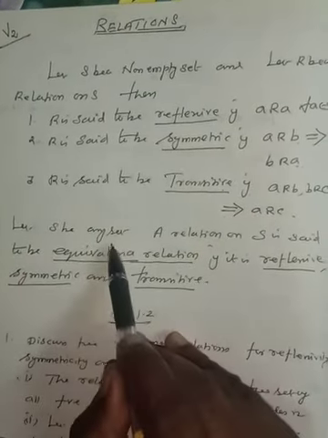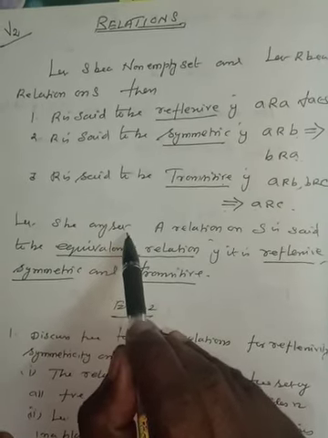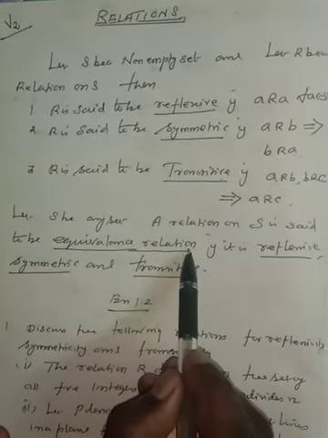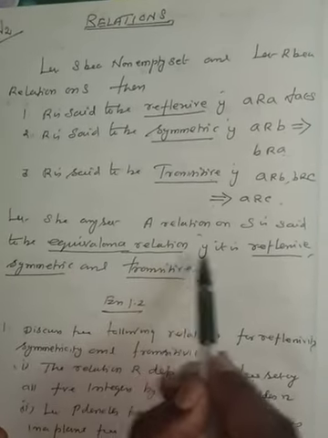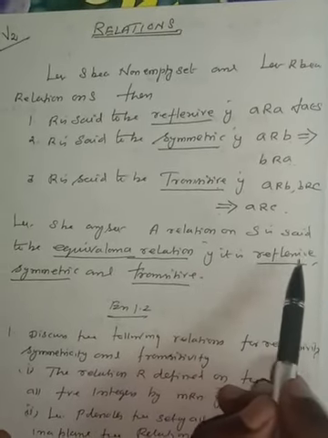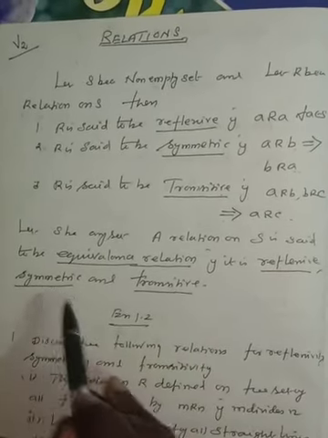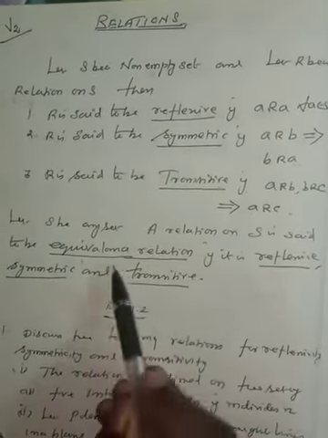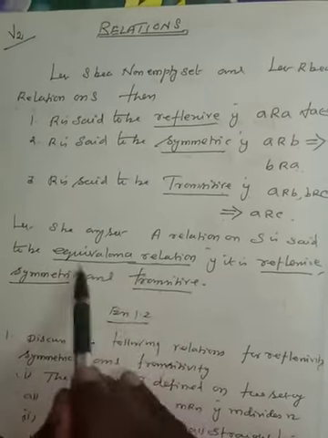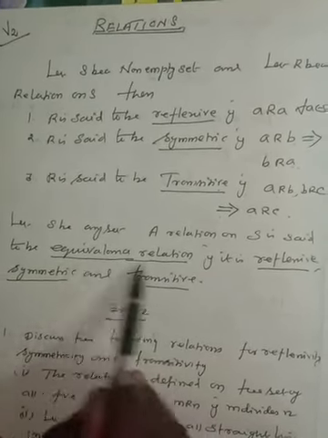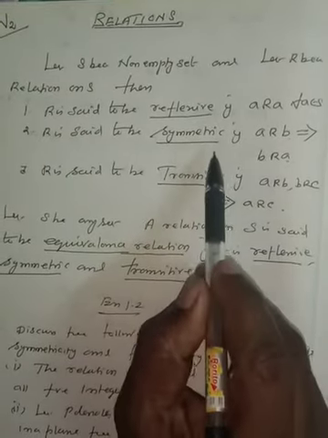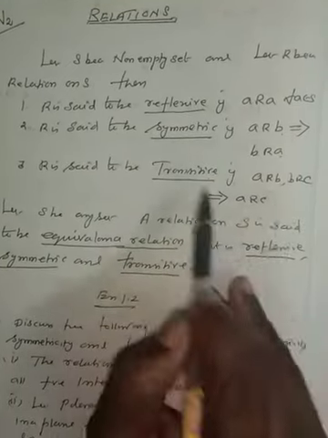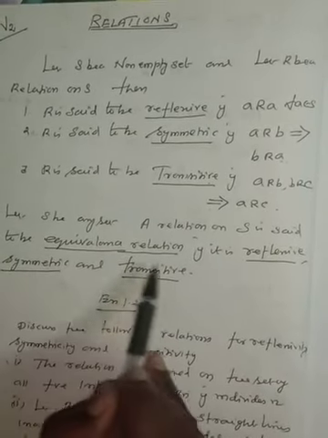Let S be any non-empty set. A relation on S is said to be an equivalence relation if it is reflexive, symmetric and transitive. If these three conditions are satisfied in the relation, then we say that the relation is an equivalence relation.